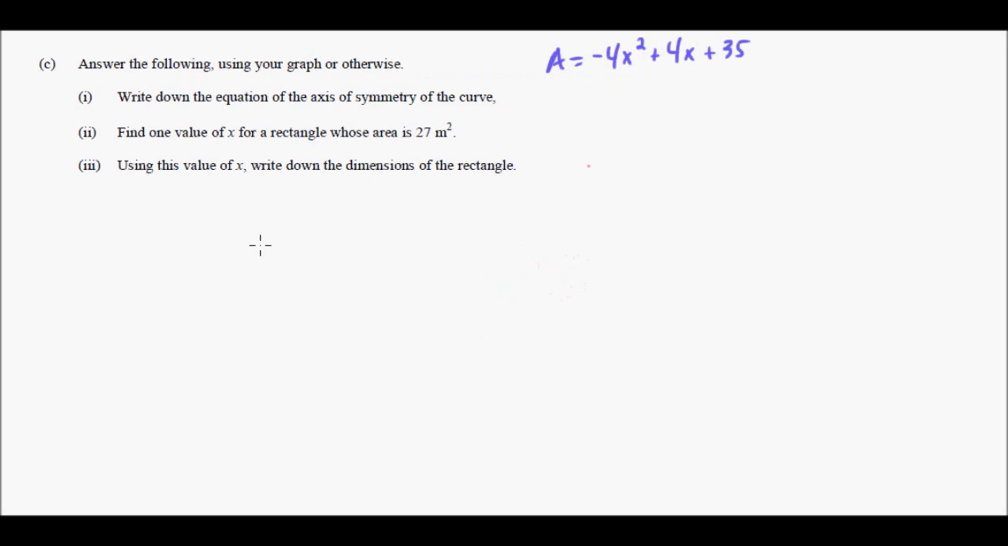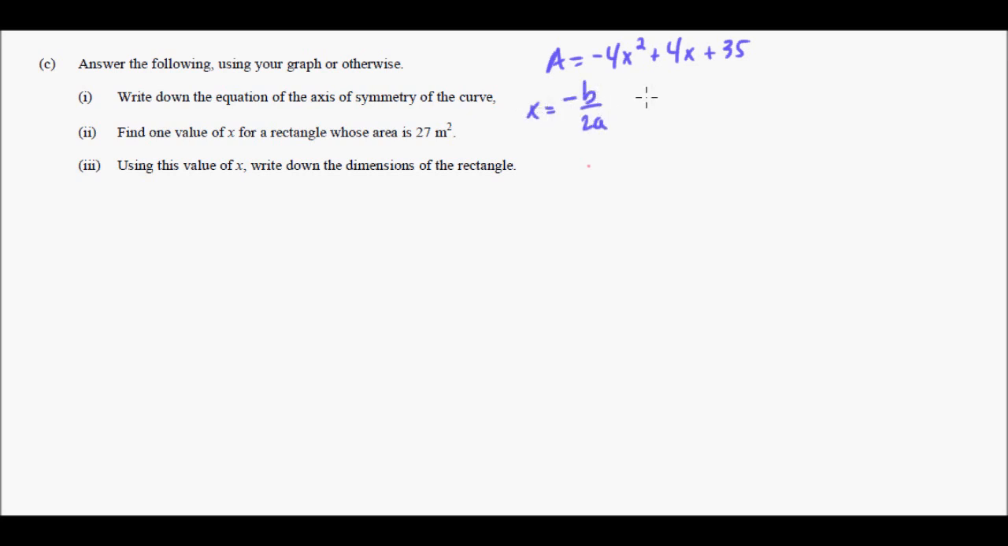Okay, so now they're going to ask us to analyze it. It says using the graph or otherwise. Well, I'm not even going to use the graph. I'm just going to show you how to do it algebraically. Write down the equation of the axis of symmetry. Now, the axis of symmetry is in your formula booklet. It's x equals negative b over 2a.